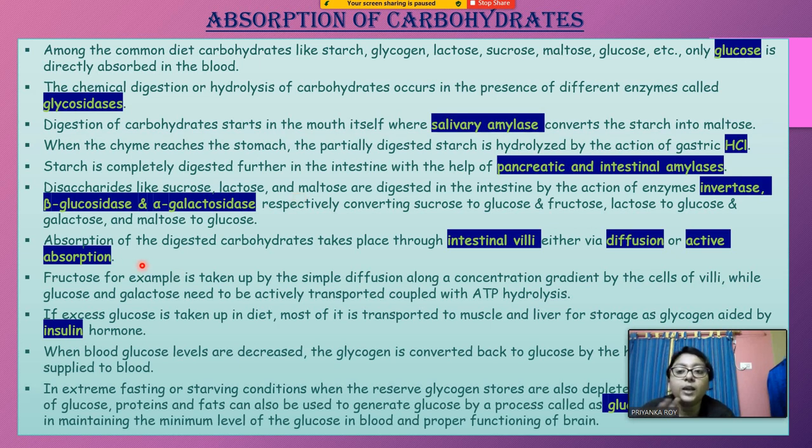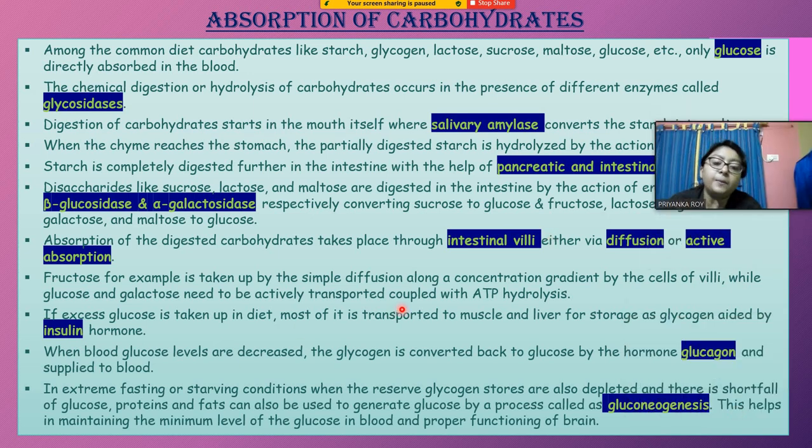Okay. So the absorption of the digested carbohydrates takes place through, obviously, the intestinal villi, either by diffusion, because small molecules can directly enter the villi through diffusion, or it requires active absorption with the help of ATP. Fructose, for example, can be taken up by the simple diffusion process only when there is a concentration gradient. From higher concentration to lower concentration, fructose can be absorbed by the cells of villi. While glucose and galactose need to be actively transported with ATP hydrolysis.